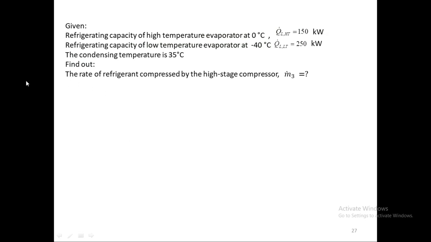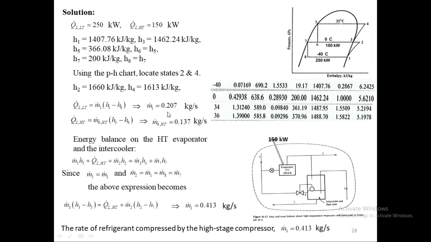Condensing temperature is 35 degrees centigrade. Find out the rate of refrigerant compressed by the high stage compressor M.2. Okay, so that is what we need to find out. So moving on, as you can see, I have redrawn that process diagram here.